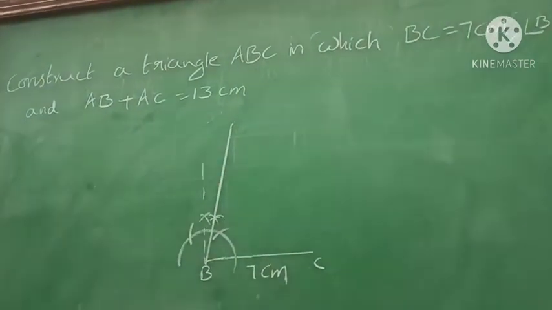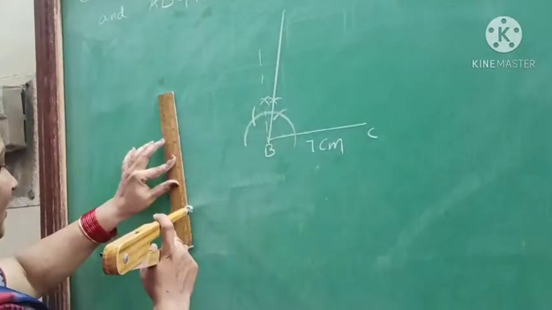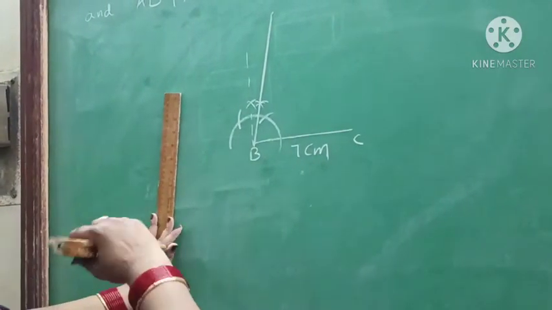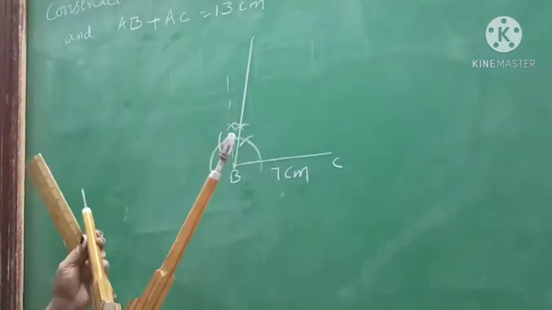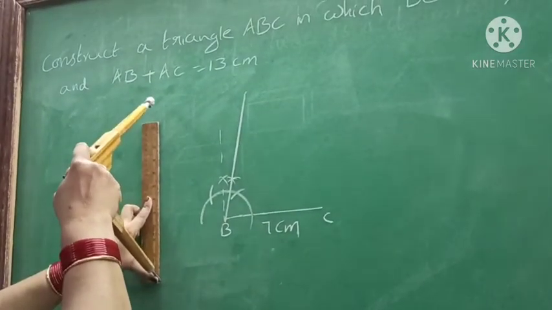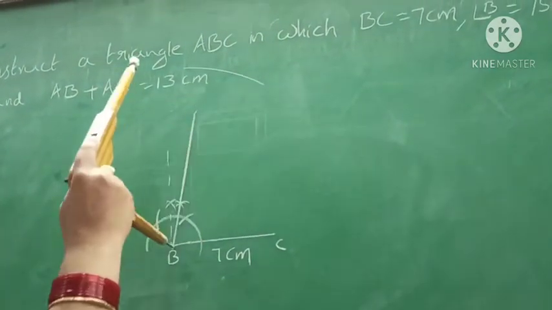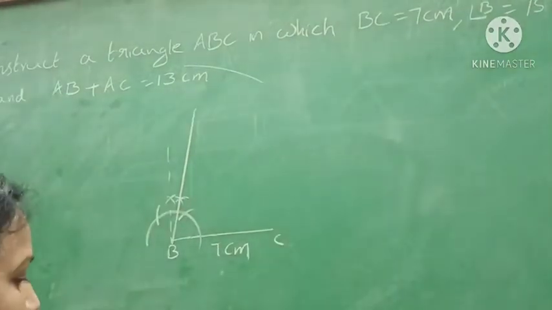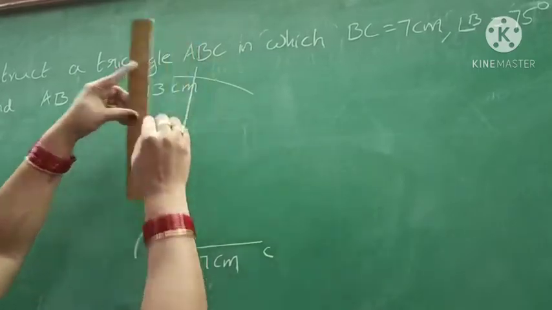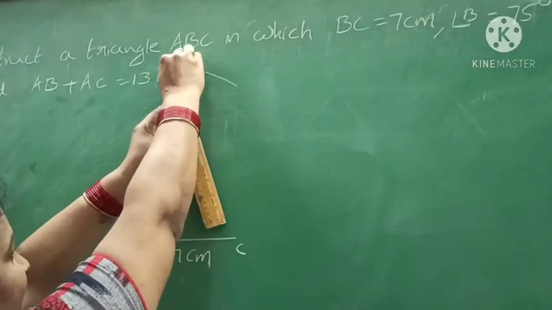Now measure the sum of two sides, 13 centimeters. Here we are having only 12 centimeters, so I am taking a little bit more for 13 centimeters. Now this is the arc. Join. Let us name this as D. Join DC.